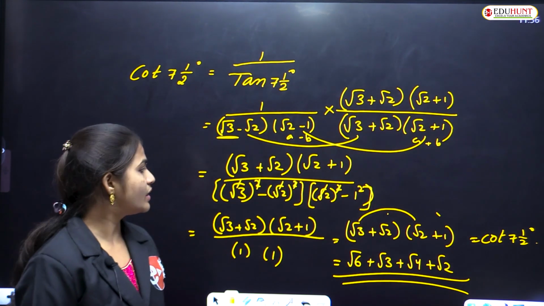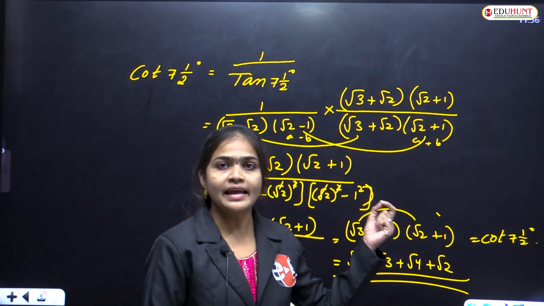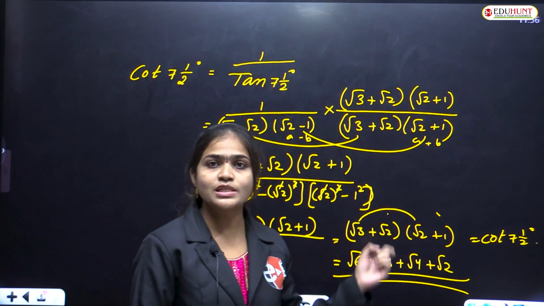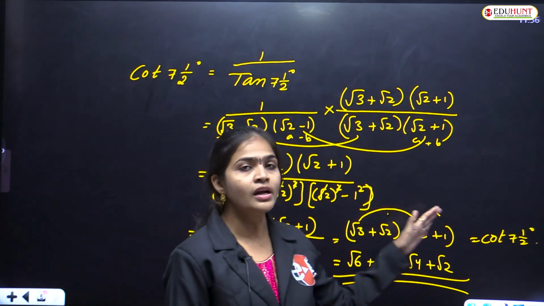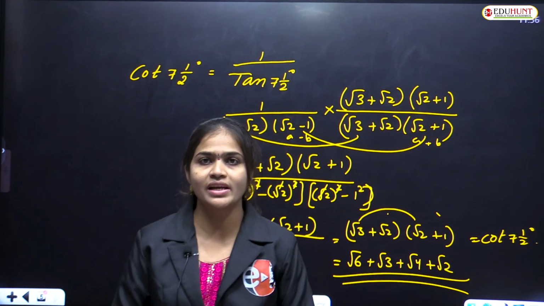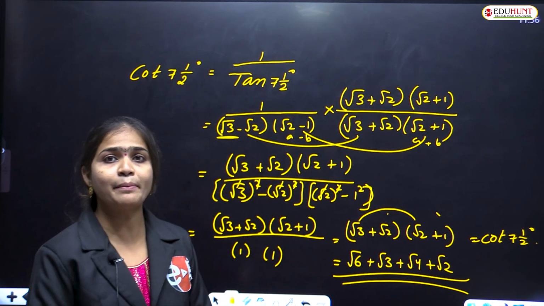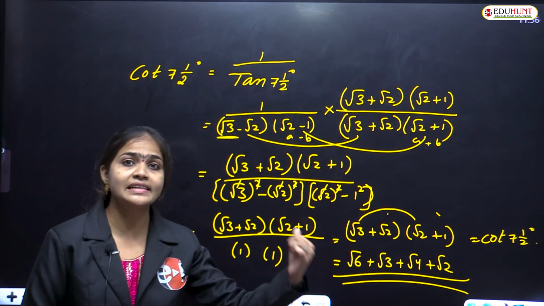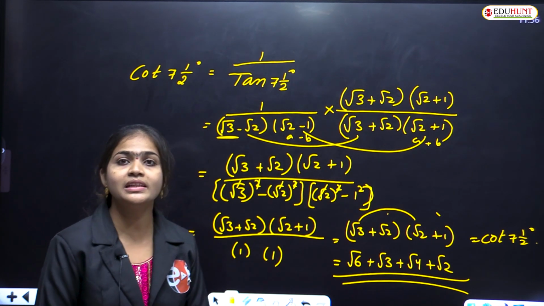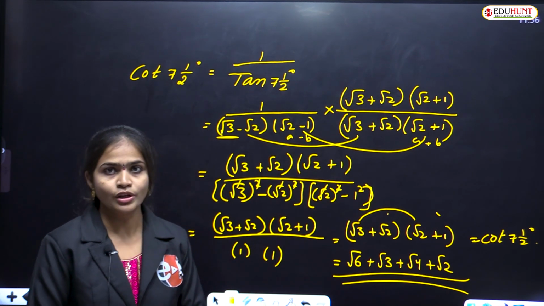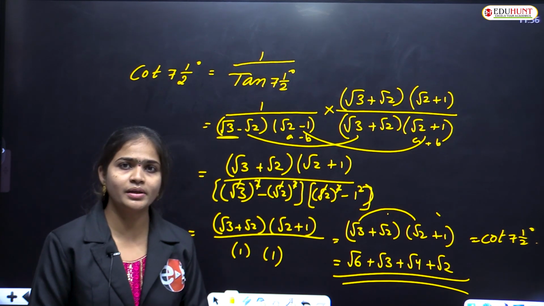Understand, children? In this video we learned the tan a by 2 formula, as well as tan 7.5 degrees and cot 7.5 degrees. These two are the values of cot 7.5 and tan 7.5. First we have to remember the formula. What formula did we apply to find tan 7.5? First we write tan 7.5 in the form of tan a by 2, so here we use the tan a by 2 formula. What is that formula?